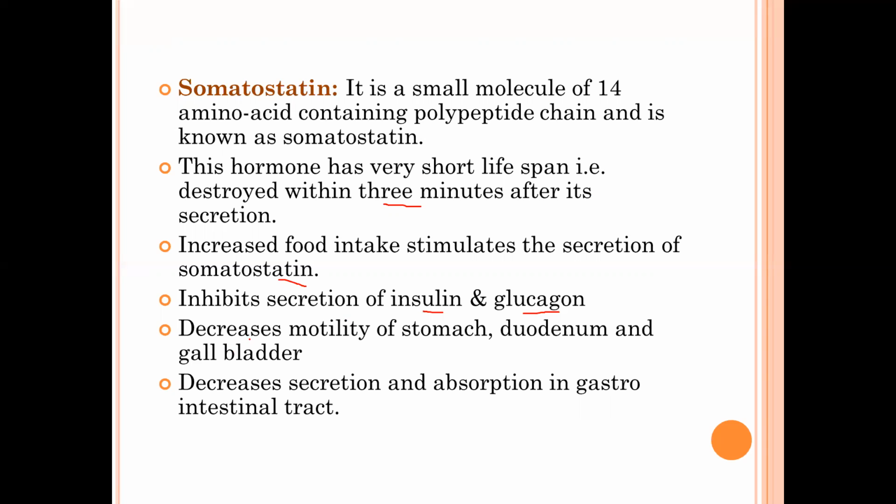Not only that, it decreases motility of the stomach, duodenum and even gallbladder. So contraction of the stomach, duodenum and gallbladder are also inhibited by somatostatin. It decreases secretion and absorption of the gastrointestinal tract. That means it also inhibits the process of digestion. So it is mostly meant for inhibiting the hormones or enzymes acting in the intestine as well as the hormones like insulin and glucagon. And its span is very short. It survives only for 3 minutes. After that, it gets destroyed.